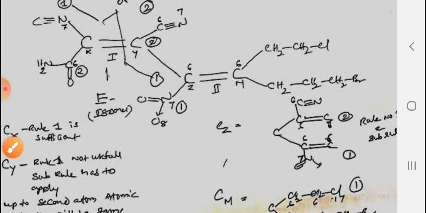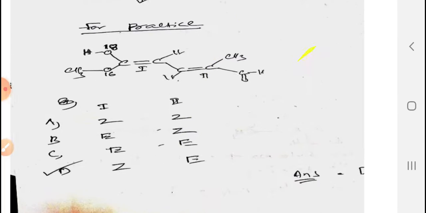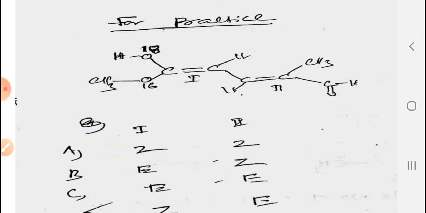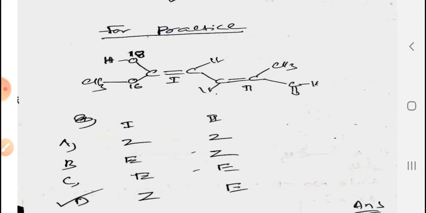Okay. Next, coming to one more example, you can assign the priority on this one. I can give the chance to you. Answer is D. How it is D? Here, the most important is atomic number. Here rule number 1 is not existed.